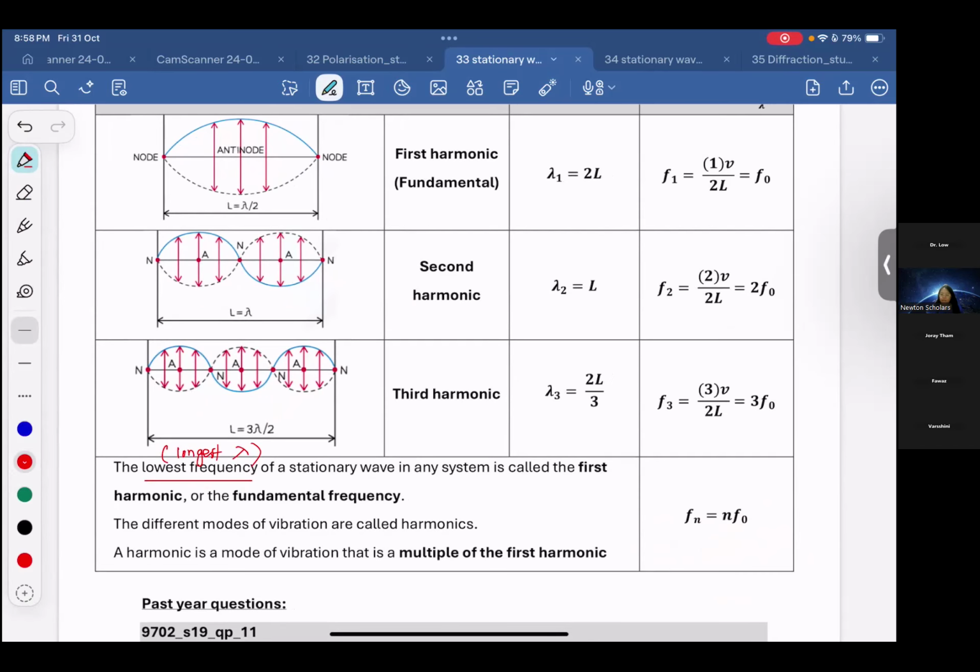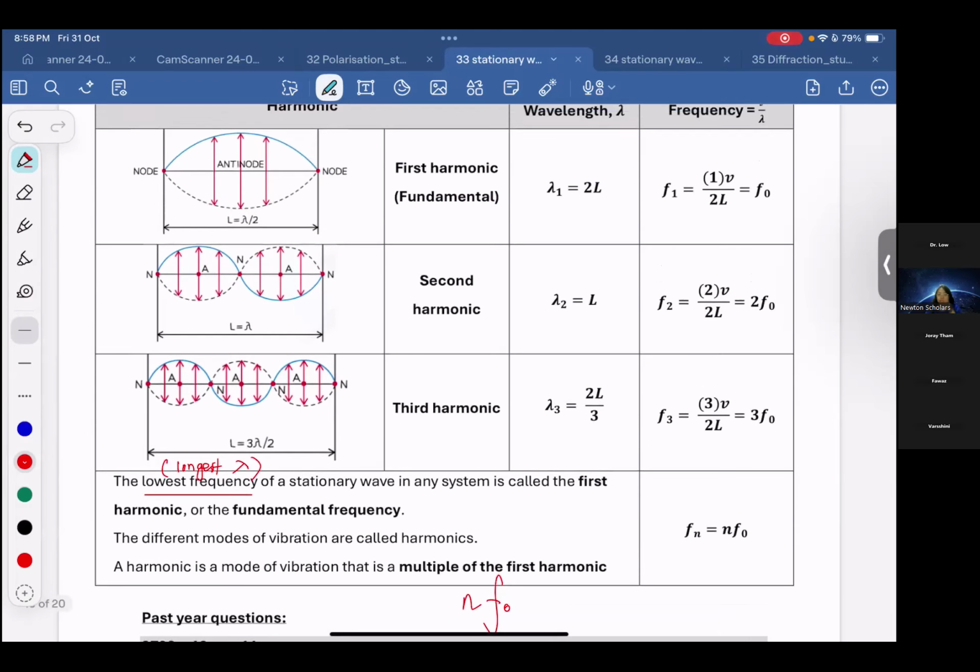In the system, we call it the first harmonic. The frequency we can call the fundamental frequency. Different modes of vibration we call harmonics. A harmonic is a mode of vibration that is a multiple of the first harmonic. Okay, this is a new thing for you guys.